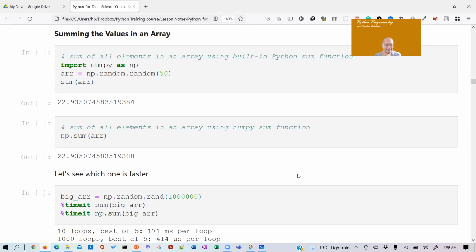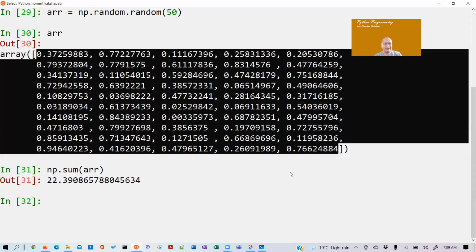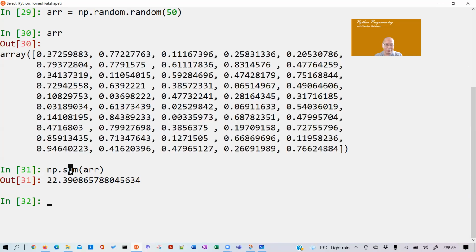Okay, instead of numpy sum, there's also the built-in sum in core Python. That also works, with a slight difference. Which one is faster? Let's time it. Let's use %timeit.